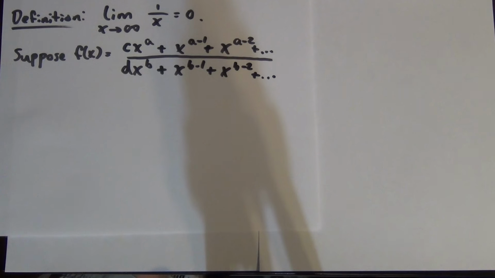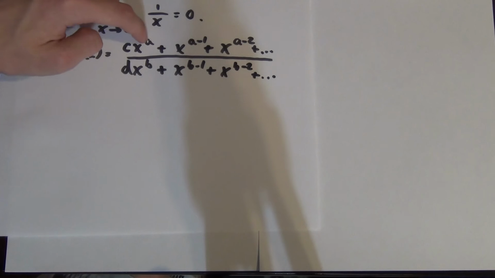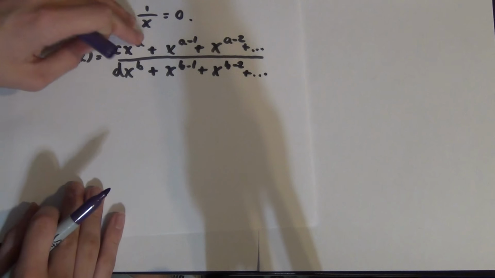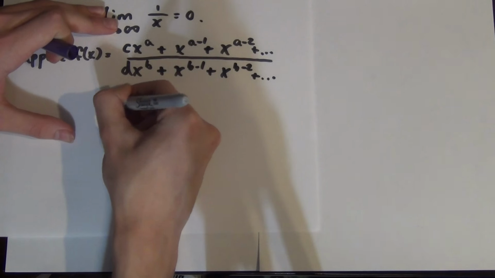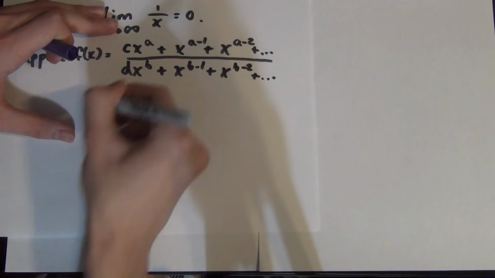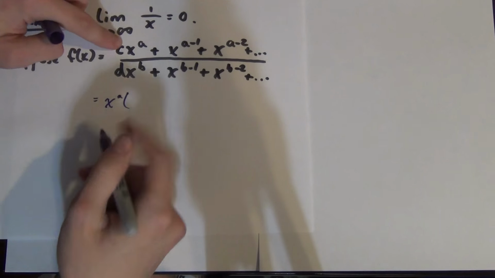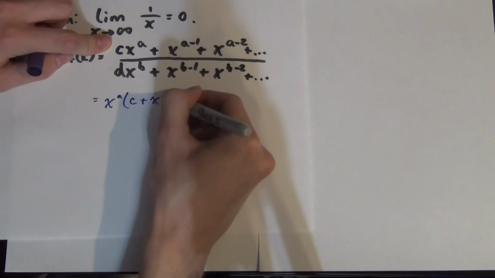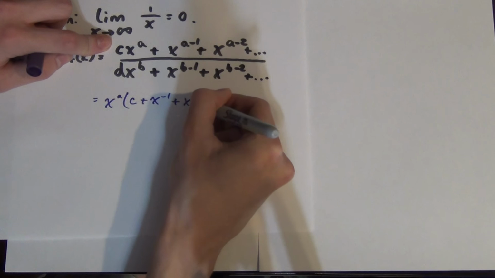Well, what I can say is I can factor this x to the a out of this expression entirely. So a and b are just numbers, they don't really matter what they are, but if I factor that out, I get the following. Well, this guy is just left with a c, and then I'm left with x to the negative first power plus x to the negative second power.